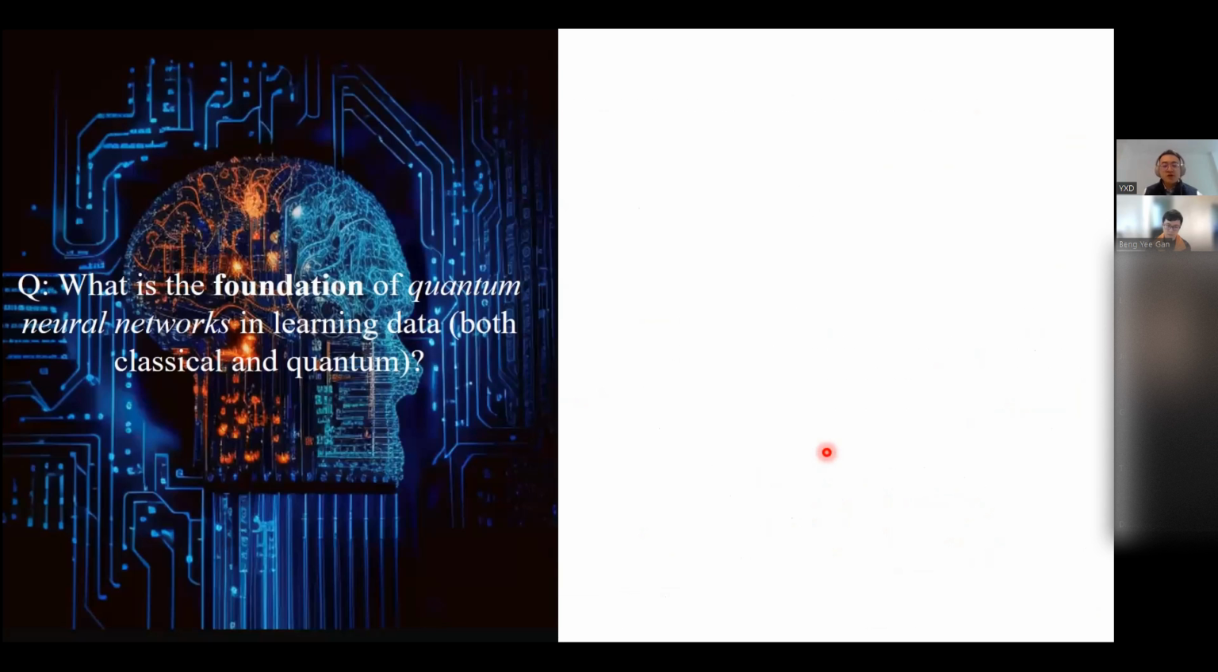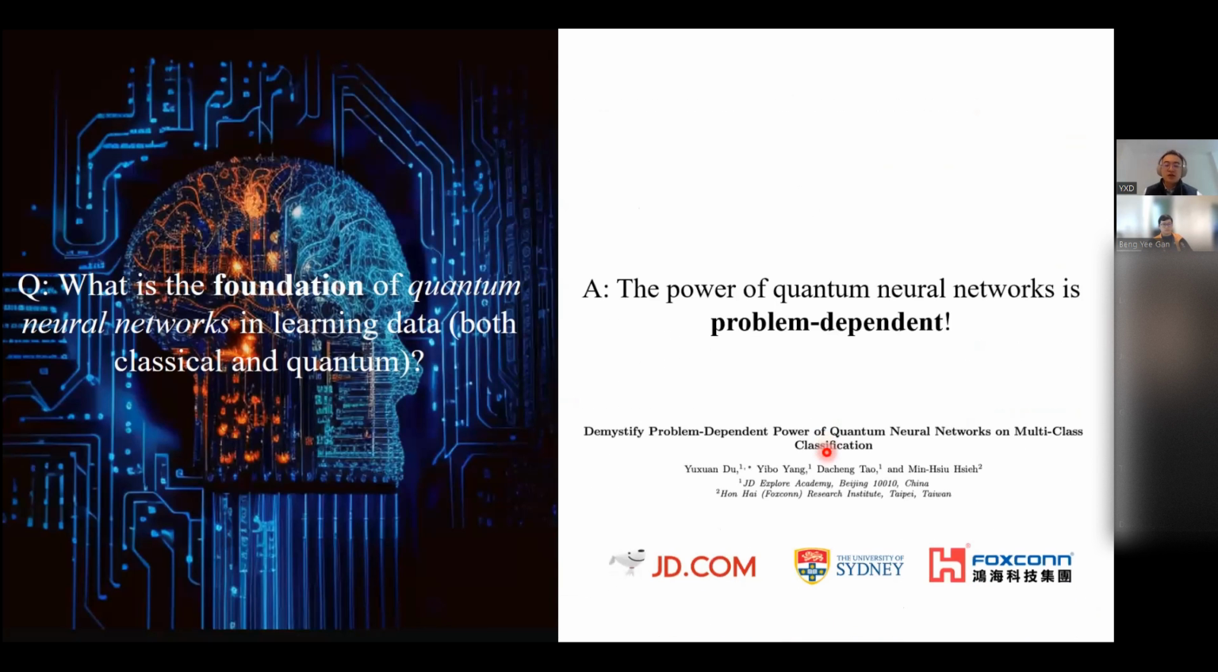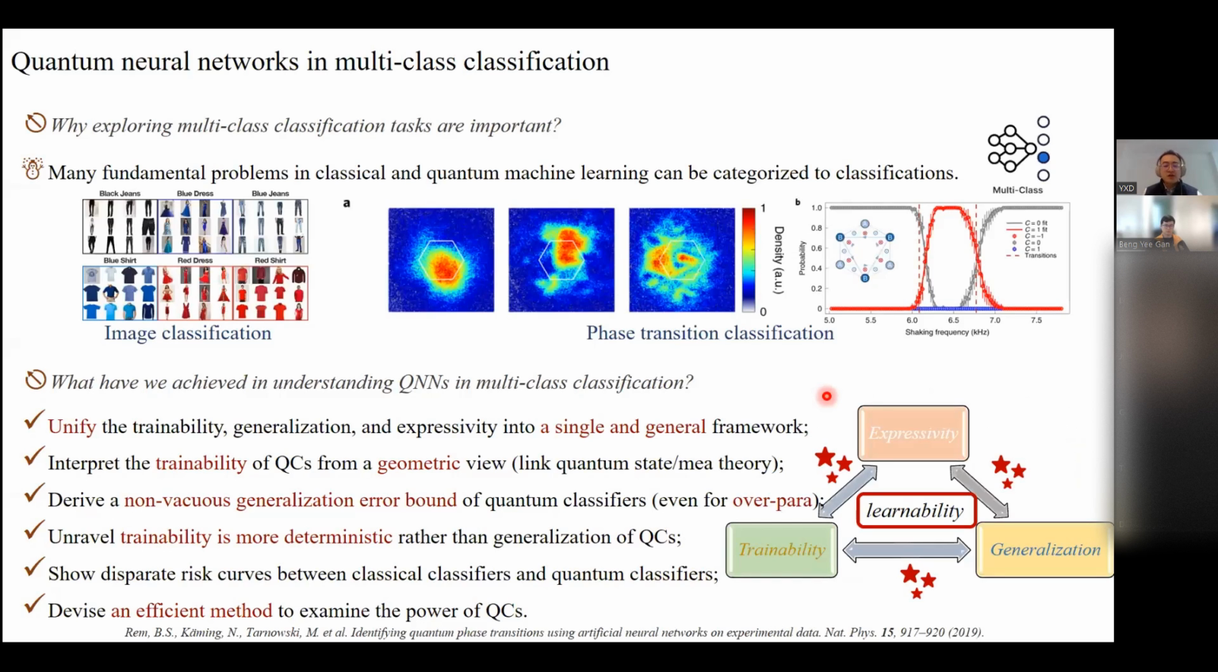So due to these observations, we may ask, what's the foundation of quantum neural networks in learning both classical and quantum data? And our answer is that the power of quantum neural networks is problem dependent. This claim is mainly based on our recent paper, as shown here. So why do we focus our study on multi-class classification? This is because many foundational problems in classical and quantum worlds can be recast as classification tasks. For example, image classification, text classification, speech classification, and in quantum physics, phase transition problems can also be understood as a classification task.